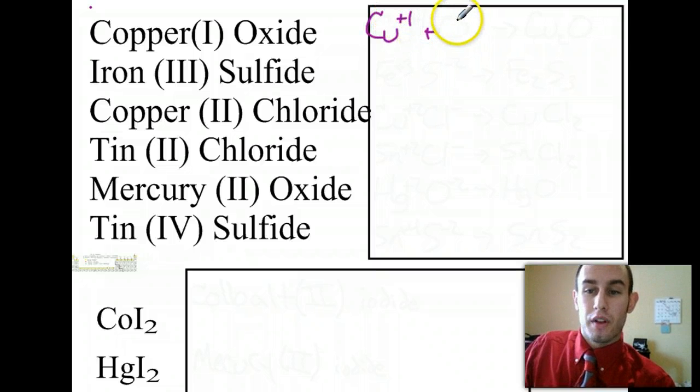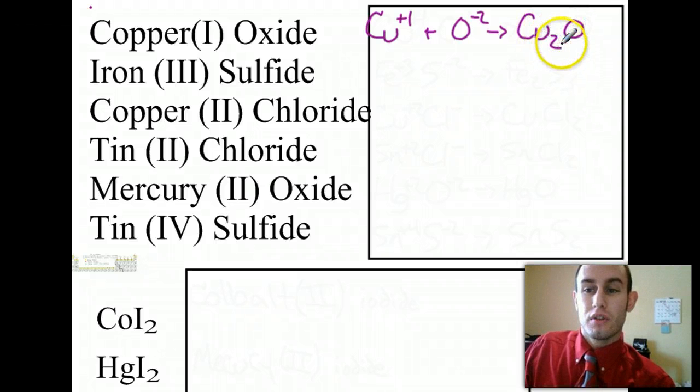I'm combining that with an oxide. Oxygen has a -2 charge on it. So the crisscross method leads me to Cu2O, copper(I) oxide.